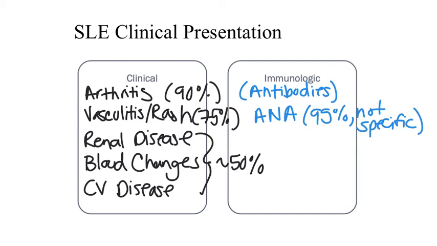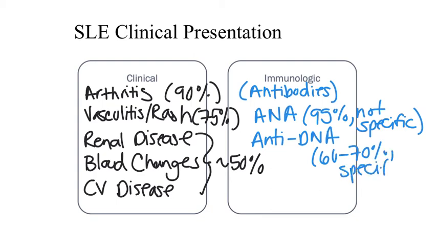Anti-DNA antibodies are a bit more specific. About 60 to 70% of patients with lupus will exhibit anti-DNA antibodies. This is relatively specific for lupus because only about 0.5% of non-lupus individuals exhibit these kind of antibodies. Anti-Smith antibodies are another common immunologic finding, but these are only present in about 20% of patients with lupus.